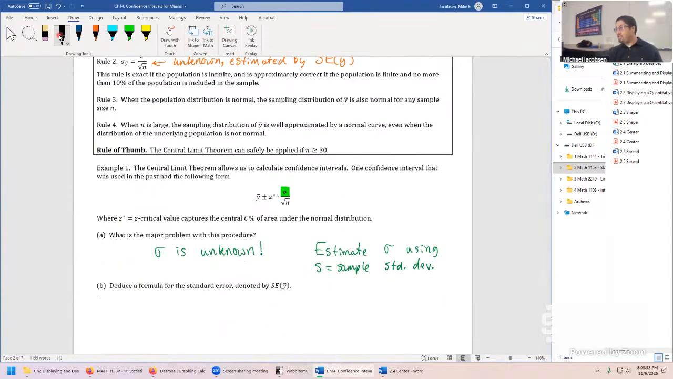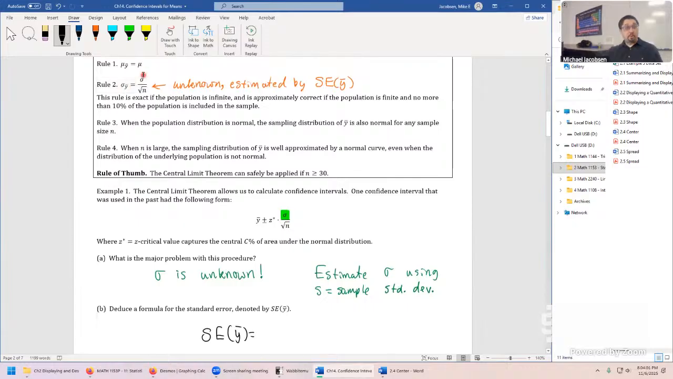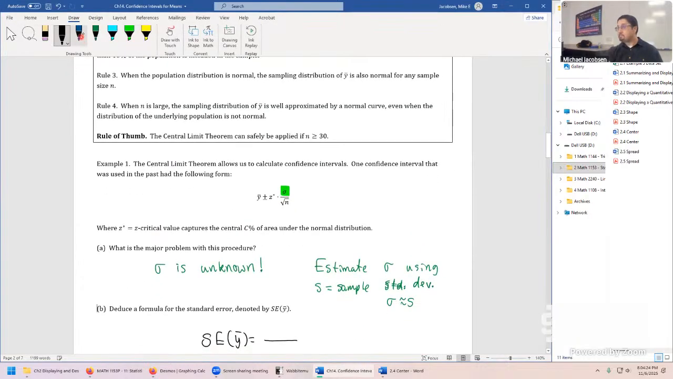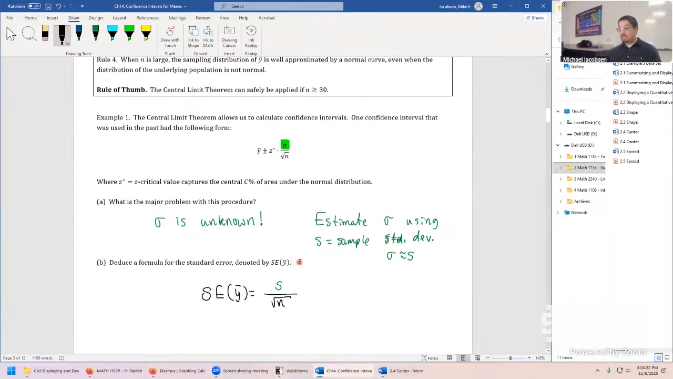So here's our formula. We say standard error for y bar equals, we're trying to write down sigma over root n, but we can't put in that full thing. So we use the estimate. We use the fact sigma can be estimated using S. We wrote above on the notes, sigma is approximately S. So down here, we'll say standard error of y bar is S divided by square root of n. And that's our standard error.